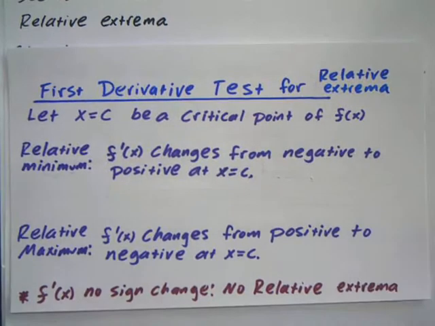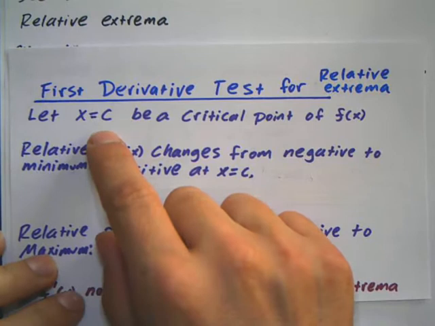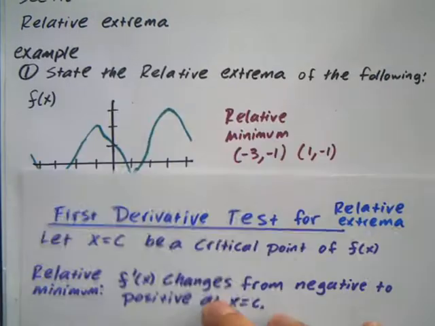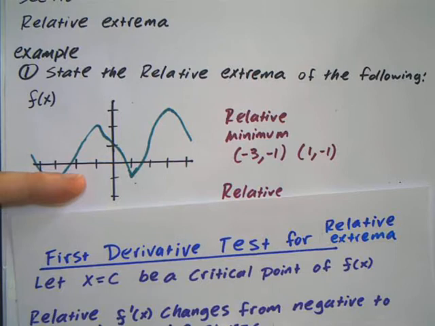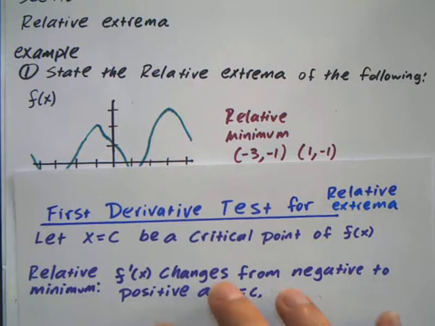Now, how this ties into the first derivative is as follows. I'll give you a moment to copy this down, then I'll go through and explain what this means. So first of all, you want to find the critical points. That's where a relative max or relative min occurs, at a critical point. The critical point is basically wherever you have a horizontal tangent, or where the derivative does not exist due to a kink. That's going to be where the extrema occurs.